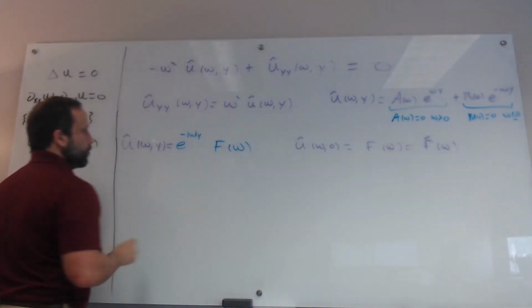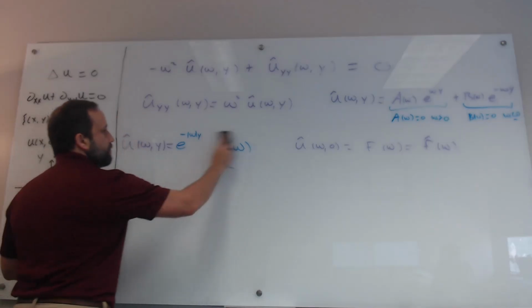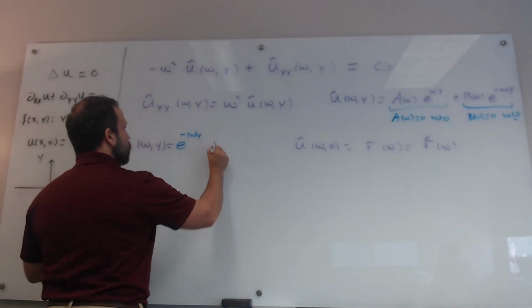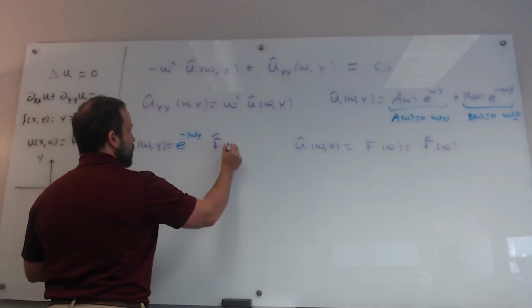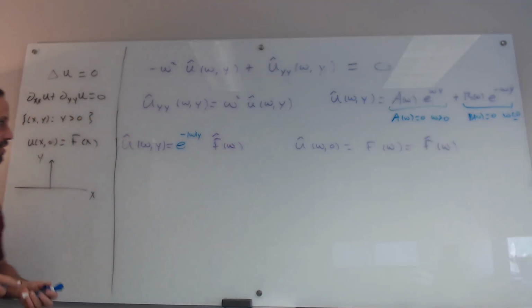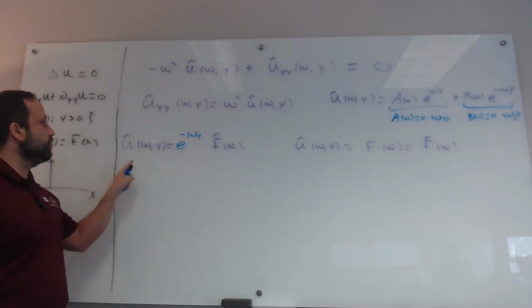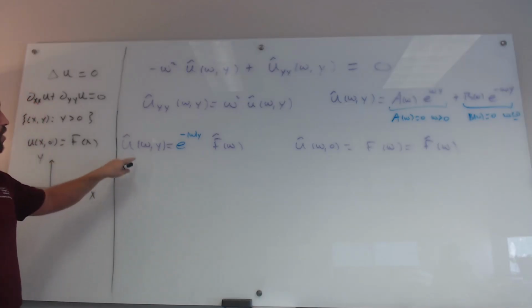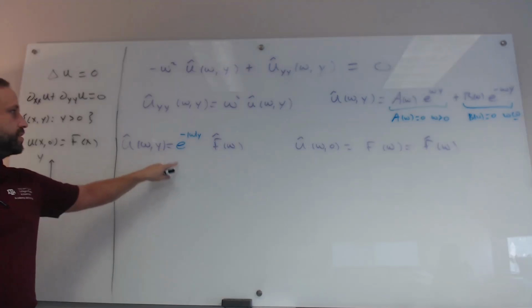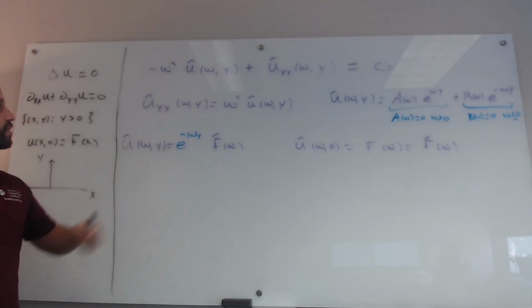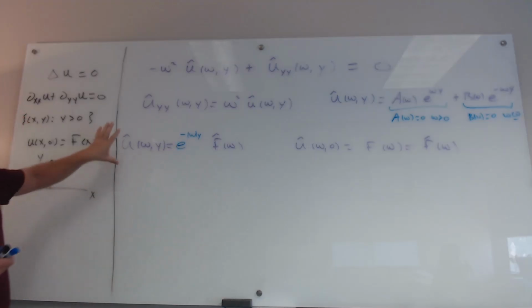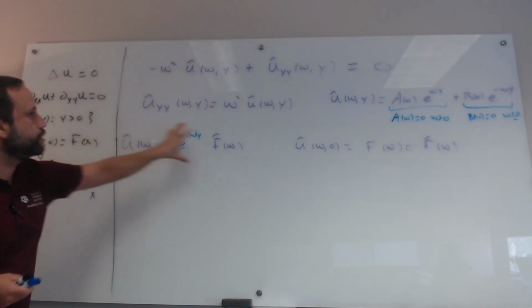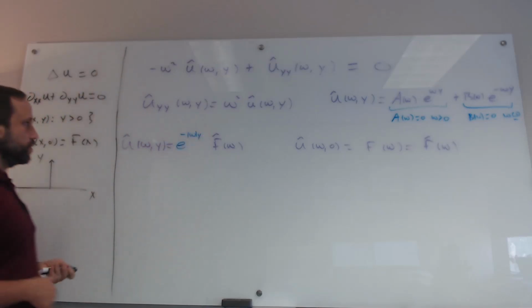Okay, so in other words, this big F of omega is really just equal to f hat of omega. I use that notation because it's suggestive, because big F is also used to mean the Fourier transform of little f. So what we have then is a Fourier transform of our solution, which is e to the minus absolute value of y times f hat of omega. So I'm basically going to erase all of this and just put that up there, and then we're going to start working with that.